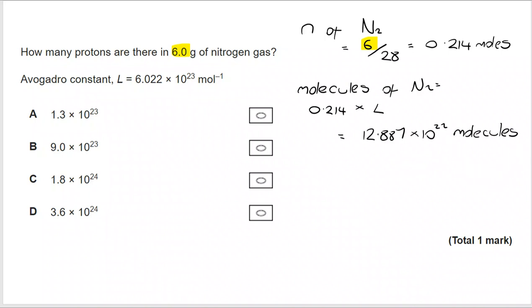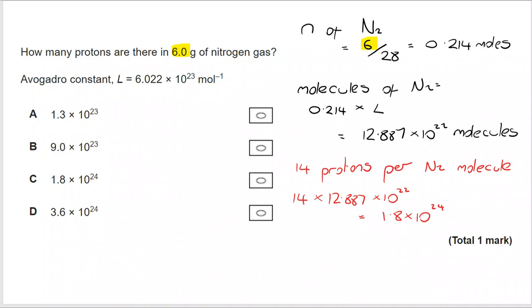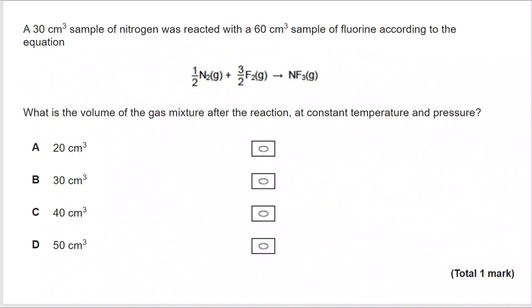We have another consideration to take into account here, and that is that within each N atom, there are 7 protons. So within an N2 molecule, there are 14 protons. So we are going to take that figure, the number of molecules, and we are going to multiply it by 14. And that takes us to an answer of 1.8 by 10 to the 24. The correct answer is C. Let's move on to the next question.